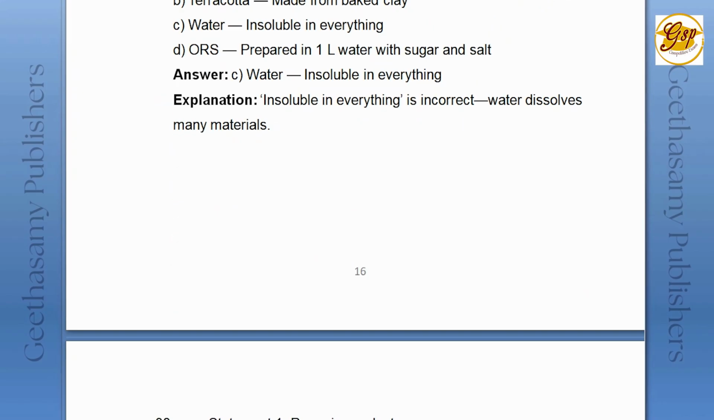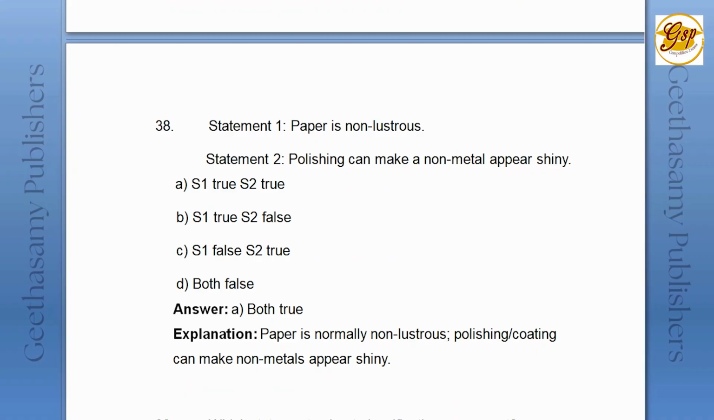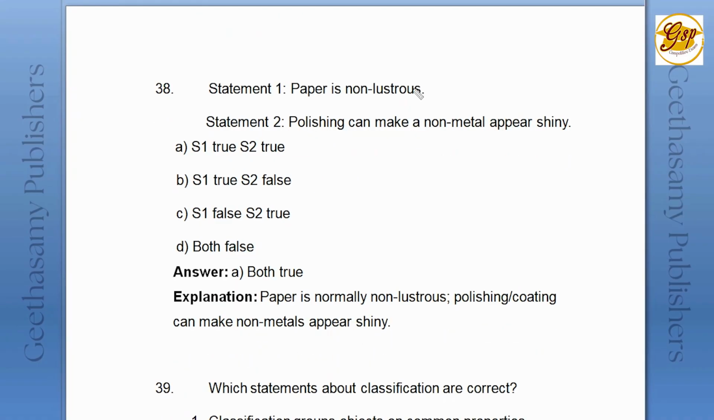Fine. Then 38th question. Statement 1: Paper is non-lustrous. Statement 2: Polishing can make non-metals appear shiny. S1 true, S2 true. S1 true, S2 false. S1 false, S2 true. Both are false. The correct answer is both are true. Explanation: Paper is normally non-lustrous, and polishing or coating can make materials appear shiny.